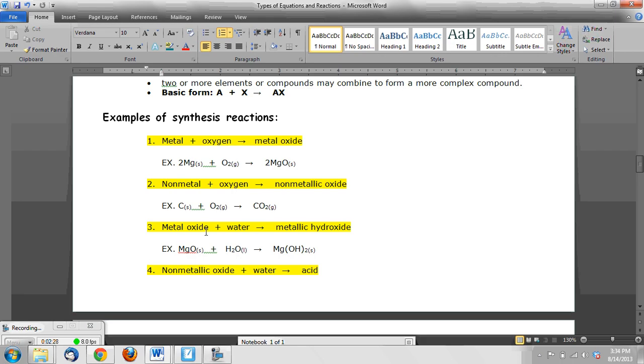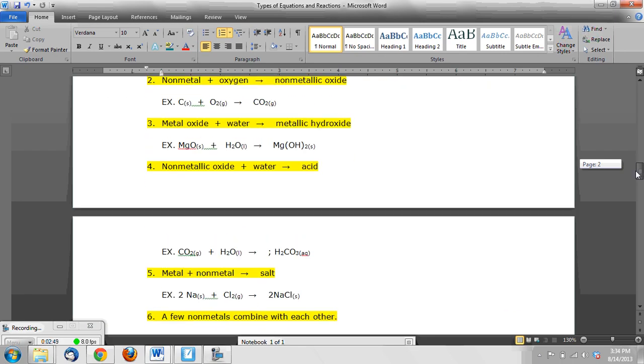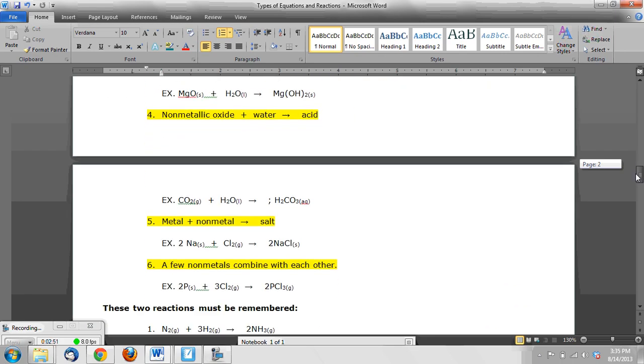Down here we have a metal oxide and water combining to make a metal hydroxide. So if you ever have an oxide and water coming together, the way they come together is the oxygen kind of embeds itself within the water, and we may have two OHs, which in this case is magnesium hydroxide. We'll start to learn that non-metal oxides and water make acids. That's not as important just yet.